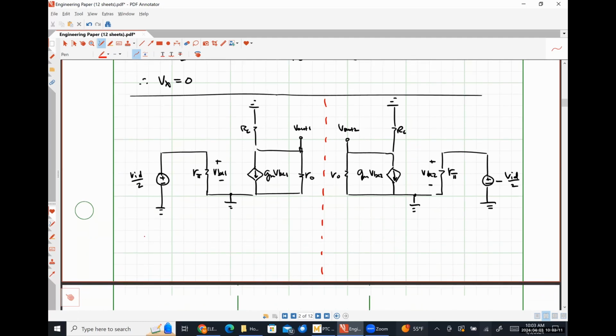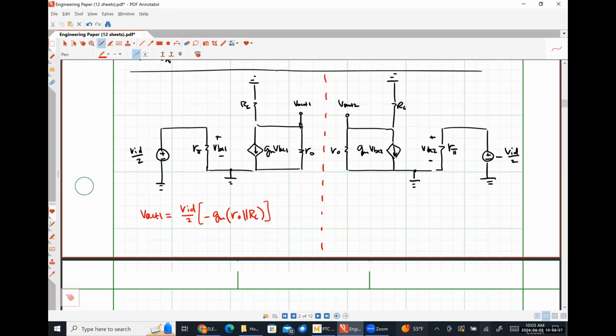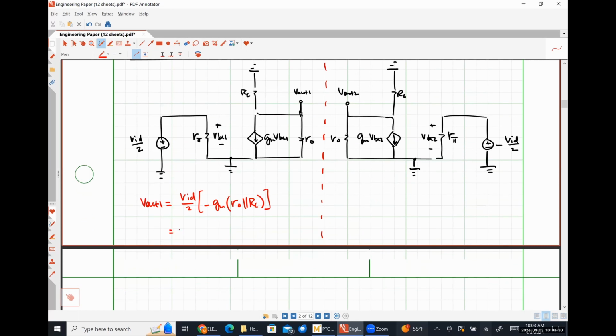So we should be able to see from this guy that V out 1 is just VID over 2 times negative GM R naught in parallel with RC, which is going to be, just rearranging this slightly, negative 1/2 GM R naught in parallel with RC times positive VID over 2.